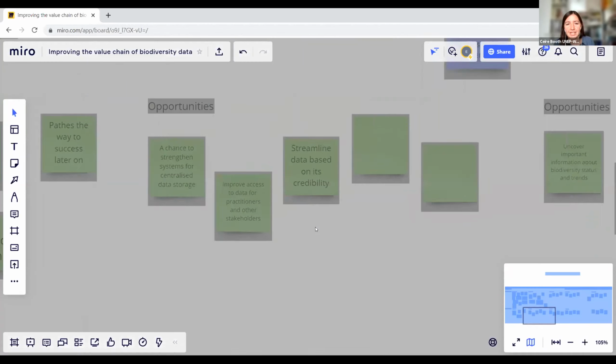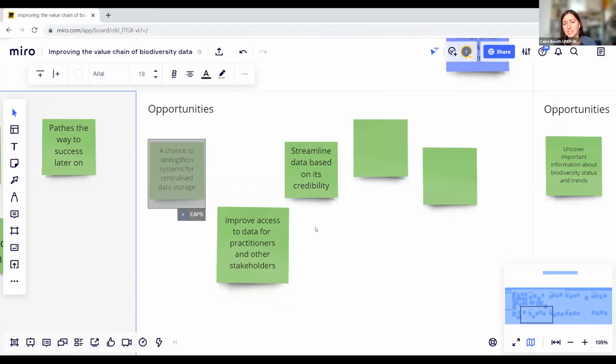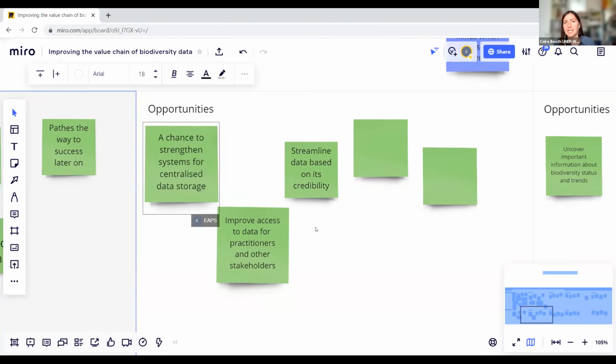And we also have here streamlining data based on its credibility. This is in relation to a point that Sylvain was making about the quality assurance processes when you are storing data, but also being mindful that some data is certainly better than no data. So it's about finding that balance between using what we have, but also making sure that there is some kind of standard that we're adhering to.